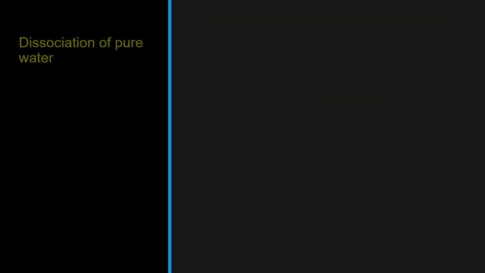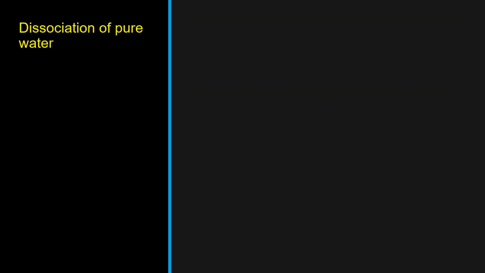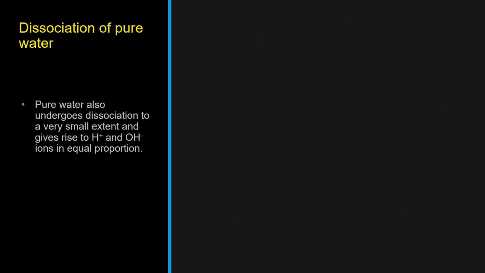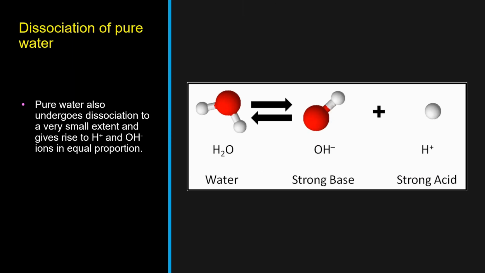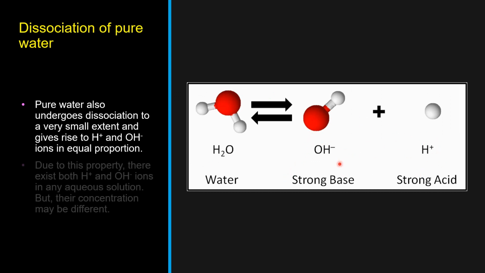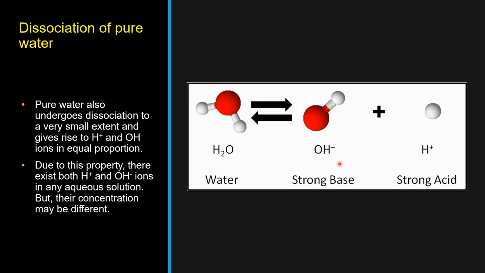We all know, children, water has both hydrogen and oxygen. When water dissociates, it dissociates into OH minus and H plus. Pure water undergoes dissociation and gives rise to these two, H plus and OH minus, in equal proportion. Due to this property, there exist both H plus and OH minus in any aqueous solution, but their concentration may be different.